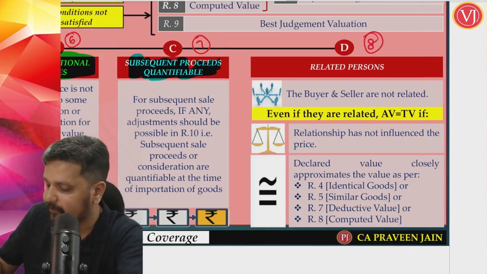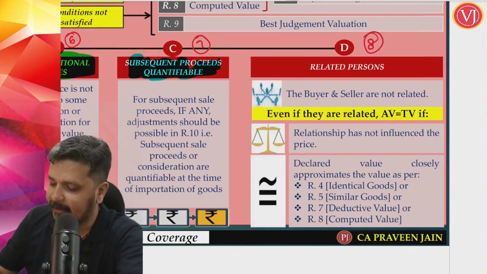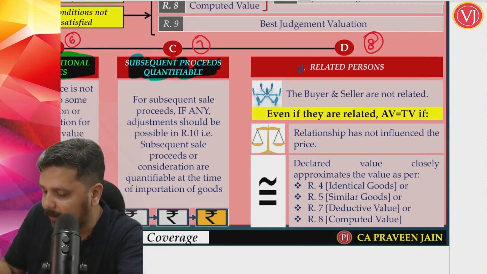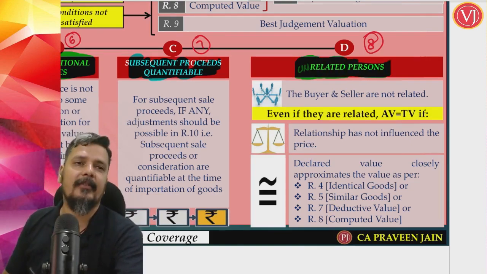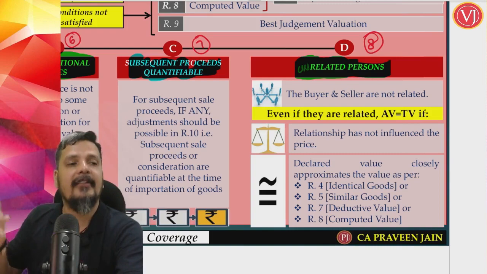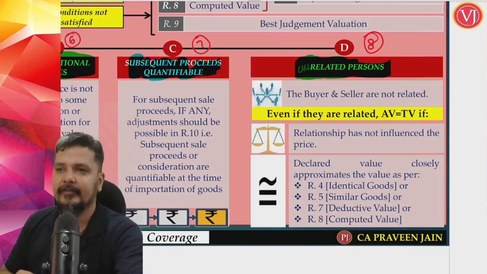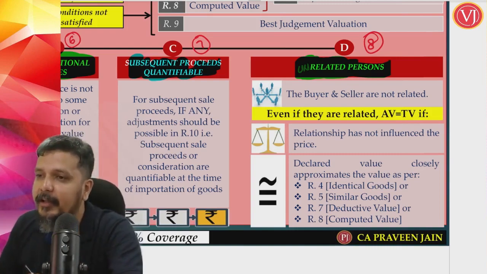8th. Again, they tell that the transaction should be between unrelated persons. Now you may wonder why it is again repeated. We'll see that. This condition is again repeated.